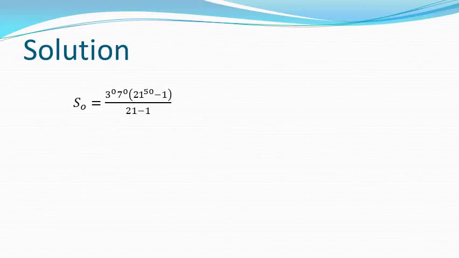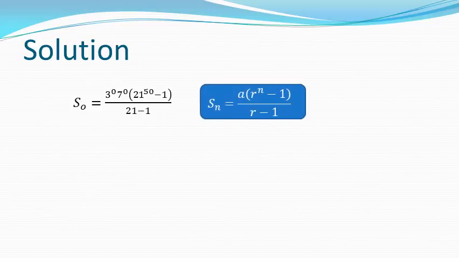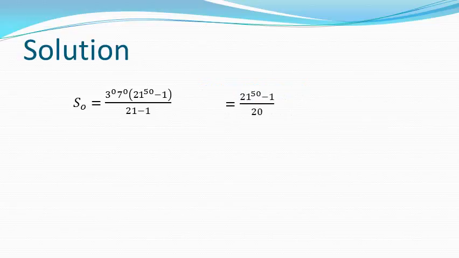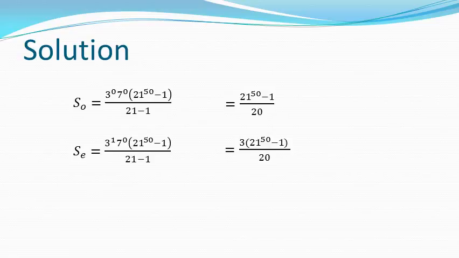So we have S_O given by this expression. Over here we have used the formula for the sum of a geometric progression up to n terms. So a stands for the first term, r is the common ratio, and n is the number of terms that we are adding. So this can now be written down in this way: (21 to the power 50 minus 1) over 20. Similarly, S_E can be found, and that simplifies to the expression shown.